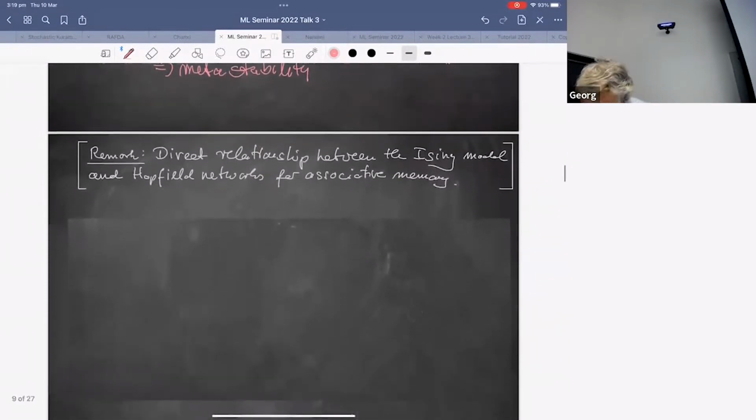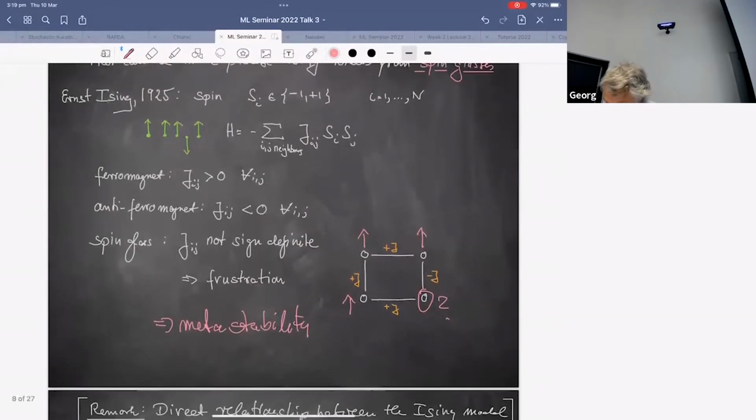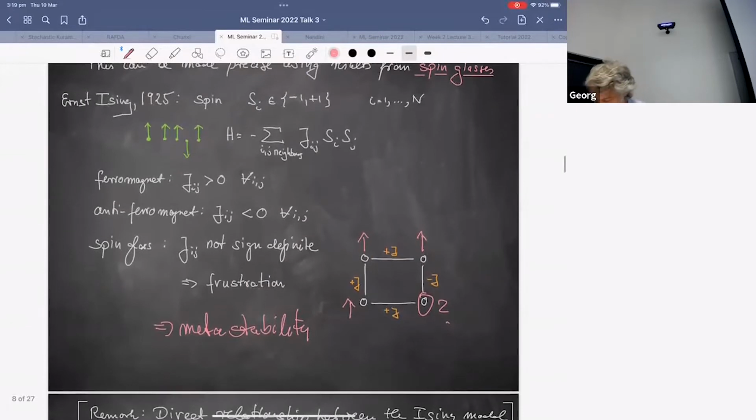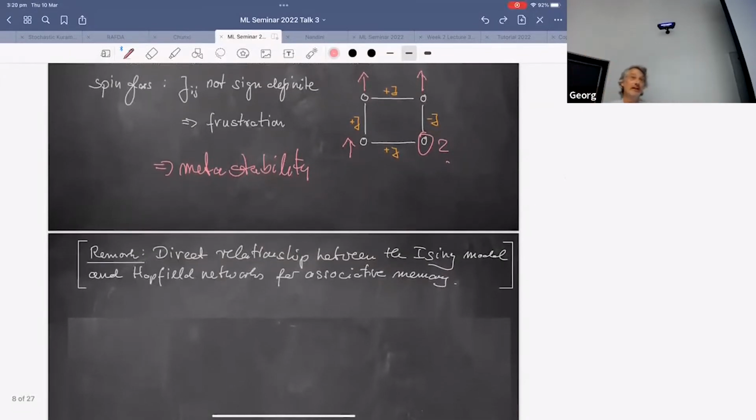One remark here for Ising. I'm not going to talk about the Ising model. I'm going to talk about a different model, called a spherical spin glass model. But Ising models have been directly used to understand networks, so-called Hopfield networks. Hopfield networks were something from the 1980s, where people looked at associative memory systems.